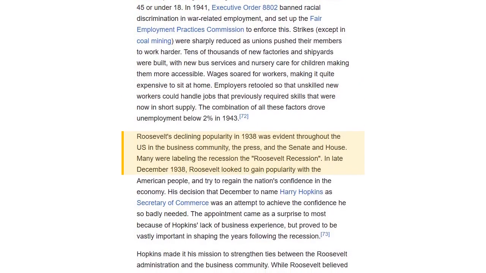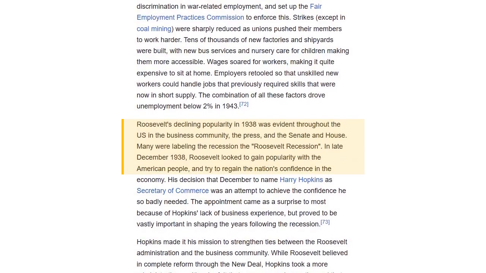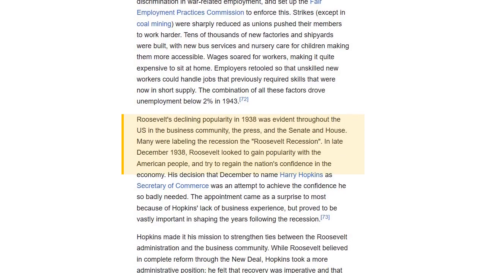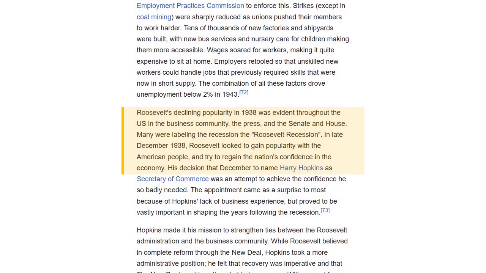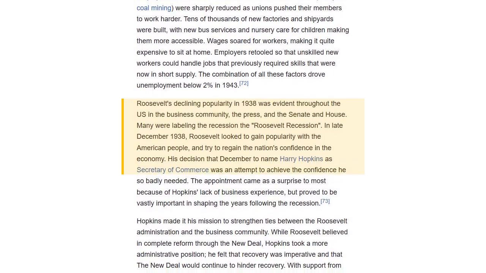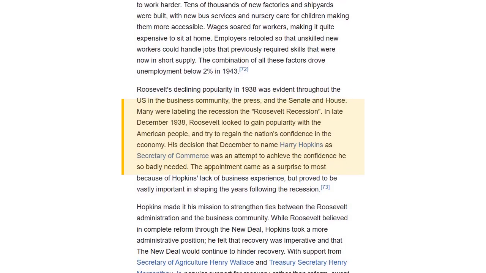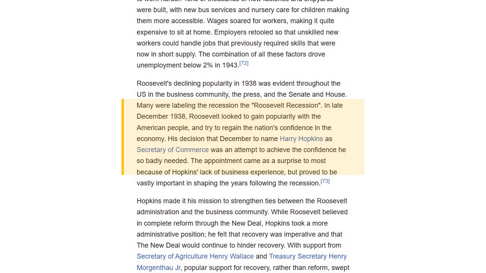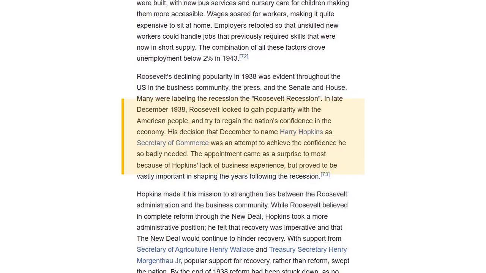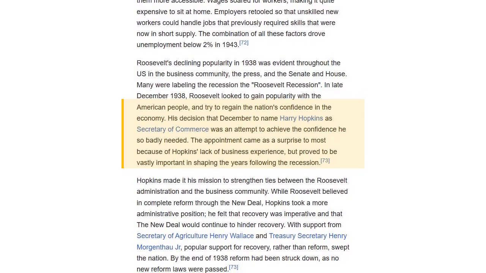Roosevelt's declining popularity in 1938 was evident throughout the US in the business community, the press, and the Senate and House. Many were labeling the recession the Roosevelt recession. In late December 1938, Roosevelt looked to gain popularity with the American people and try to regain the nation's confidence in the economy. His decision that December to name Harry Hopkins as Secretary of Commerce was an attempt to achieve the confidence he so badly needed.